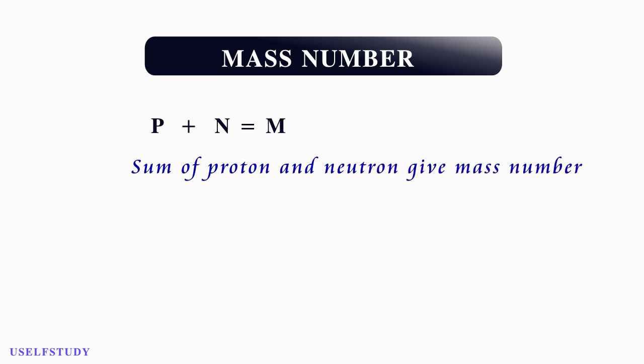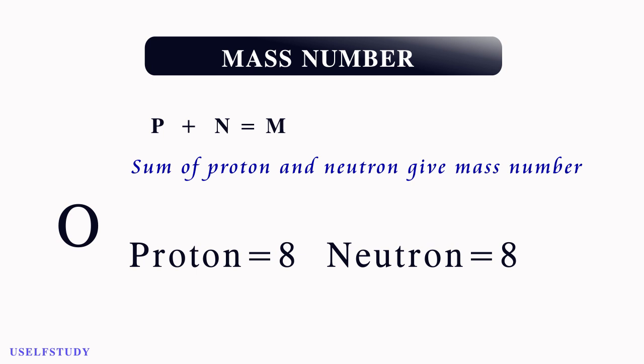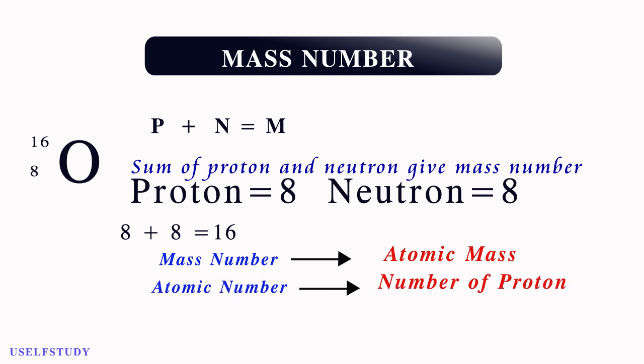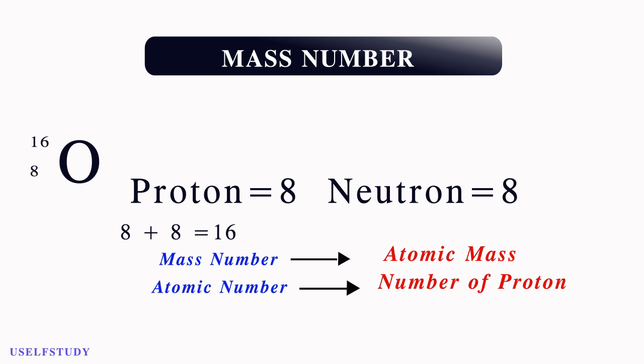For example, the number of protons in an oxygen atom is 8. Also, the number of neutrons is 8. If we add them together, we get 16. 16 is our mass number. The mass number can also be called atomic mass, just like the way atomic number is also called the number of protons. Let us write what is happening here in a sentence to form our definition.